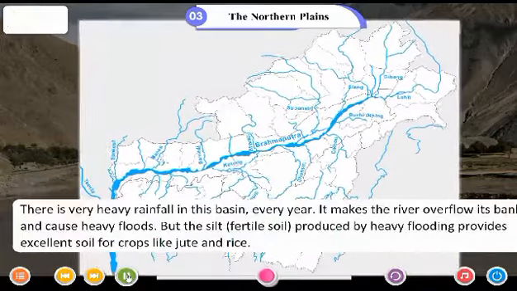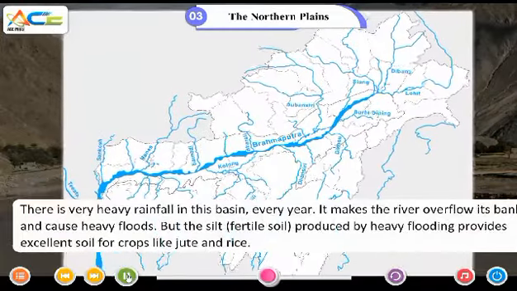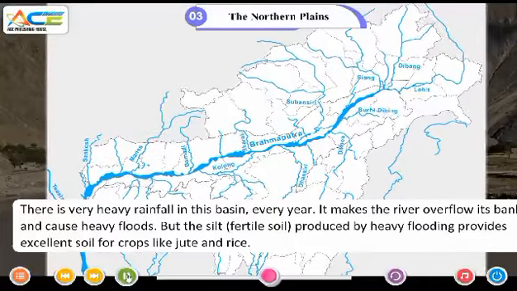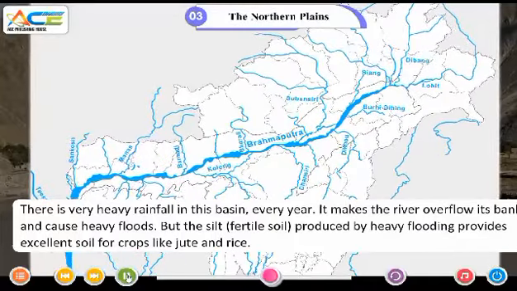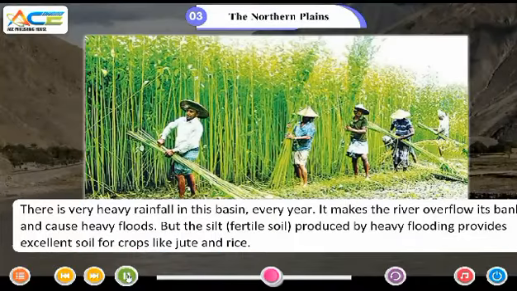There is a very heavy rainfall in this basin every year. It makes the river overflow its banks and cause heavy floods. But the silt, fertile soil produced by heavy flooding provides excellent soil for crops like jute and rice. Fact file. In the Brahmaputra basin, tea is grown on the hill slopes. This tea is famous throughout the world.